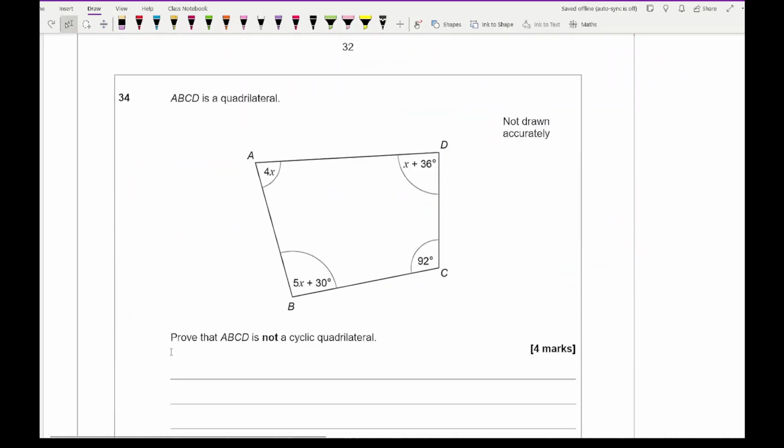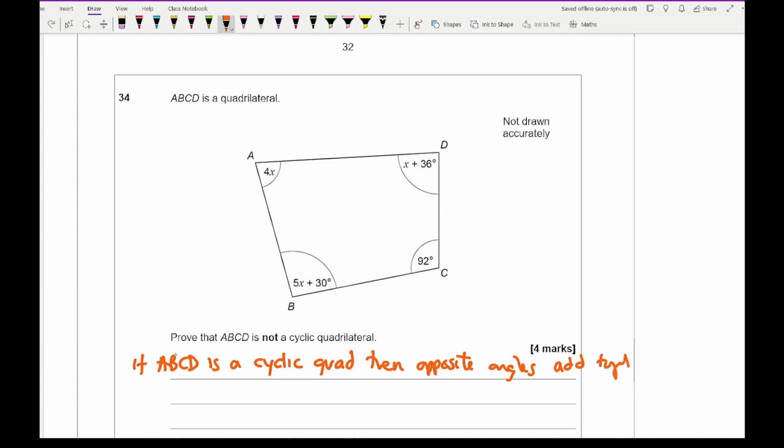Moving on to question 34, it says ABCD is a quadrilateral. Prove that ABCD is not a cyclic quadrilateral. So with this, you always want to state what fact you're going to be using. So if ABCD is a cyclic quadrilateral, then opposite angles add together to make 180 degrees. Now, one fact we know that because it's a quadrilateral, we know that all the angles add up to 360.